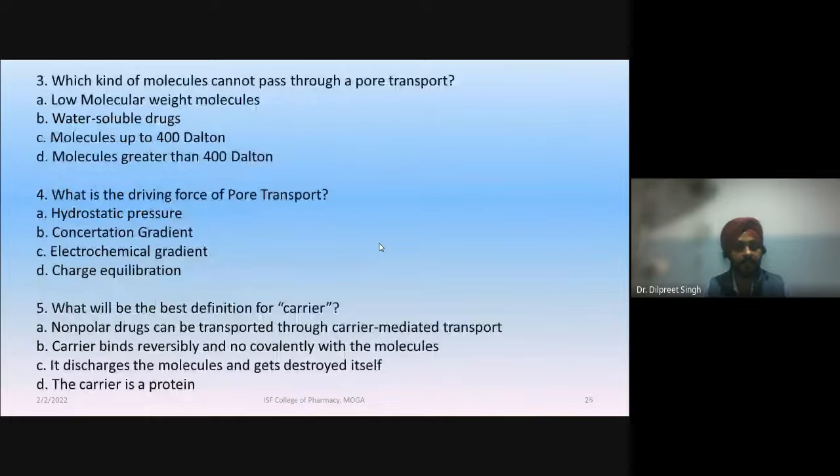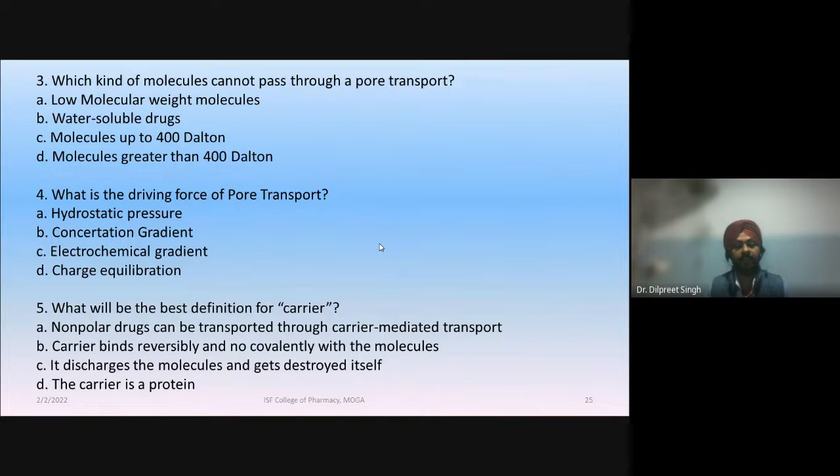The third question: what kind of molecule cannot pass through a pore transport? The answer is C, molecules up to 400 Dalton, because for molecules greater than 400 Dalton, the ion channels are very small in shape, so they can't admit a peptide or protein molecule. So C is the right answer. What is the driving force for pore transport? The answer is B, the concentration gradient.